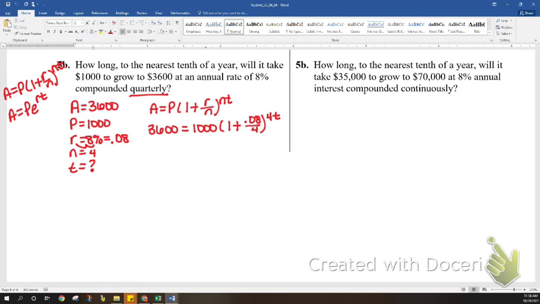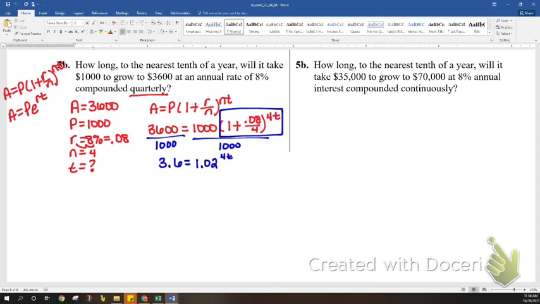All right, so let's see what we can simplify here. We've got to get the exponential part and the base by itself. So let's simplify what's inside that parentheses, but I also know I'm going to have to get rid of that 1,000, so let's divide by 1,000. So 3.6 equals 1 plus 0.08 divided by 4. 1 plus 0.08 divided by 4 is 1.02 raised to the 4t.